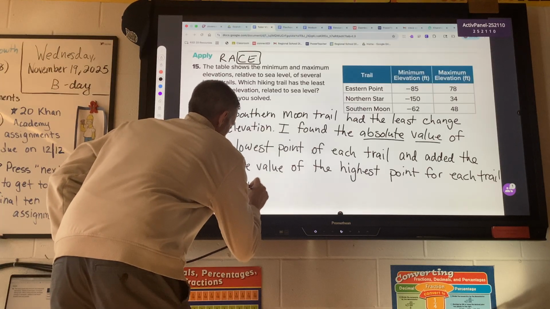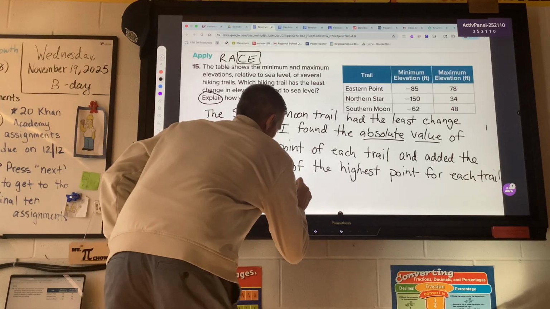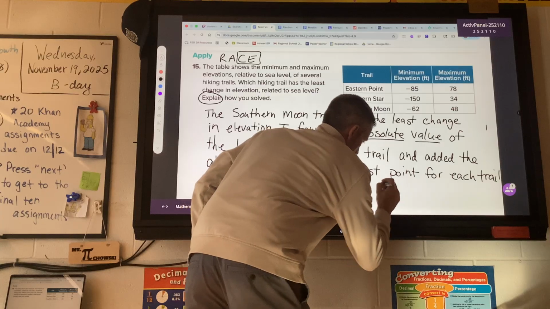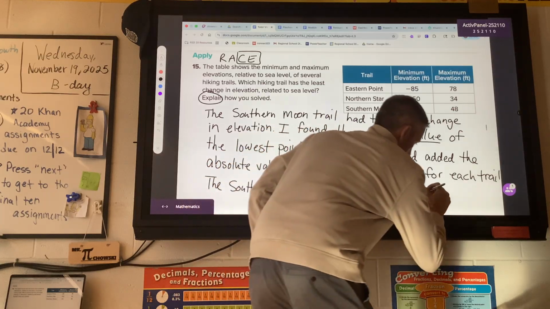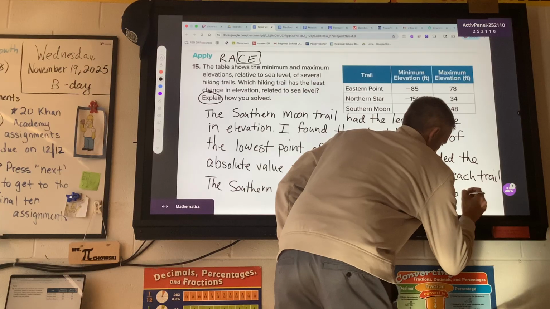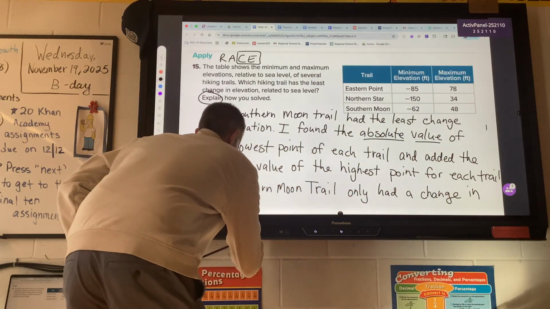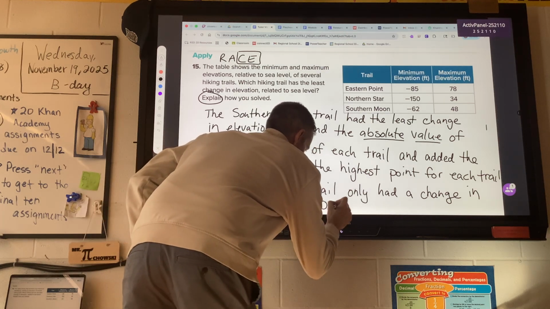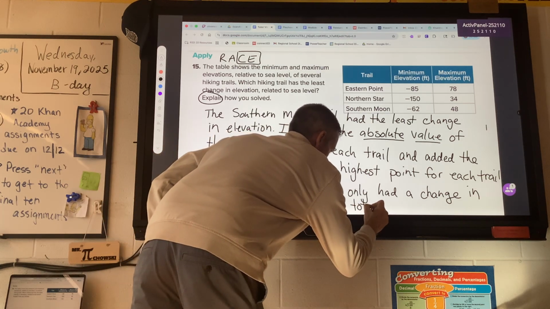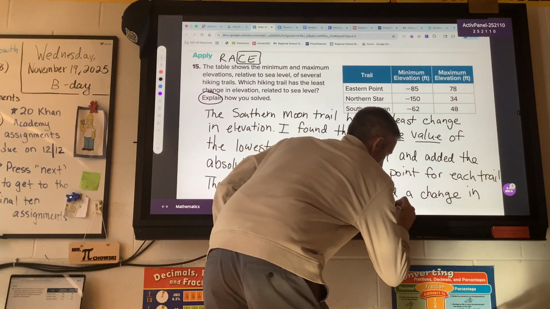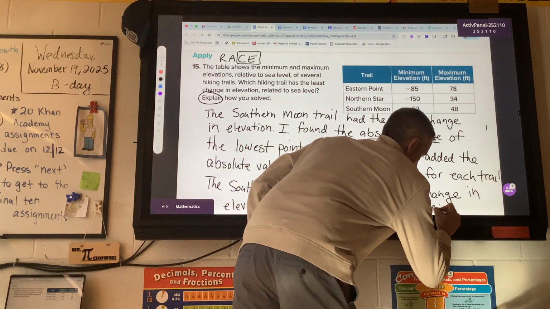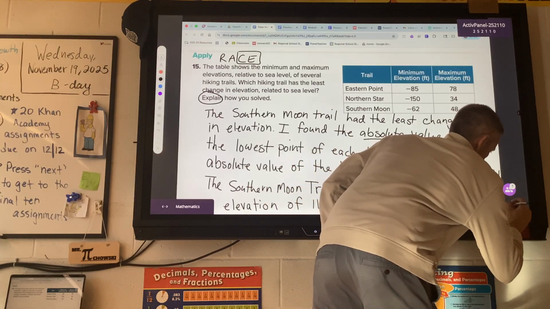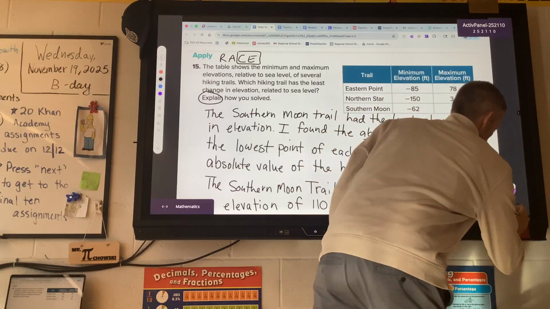The Southern Moon Trail only had a change in elevation of 110 feet total, which is less than the other, can't fit it, but I would put other trails.